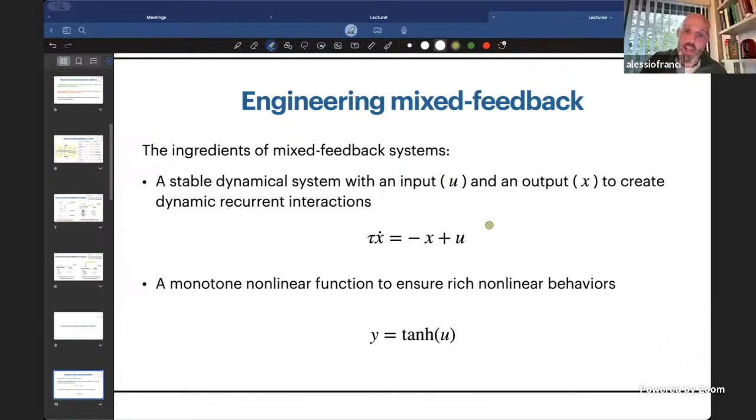So again, as you saw, I'm in love with this system. Tau x dot equals minus x plus u. I think you can build a saturation of linearity. So again, exactly like with what Larissa has been doing, these would be our building blocks, just because they're everywhere in biology.